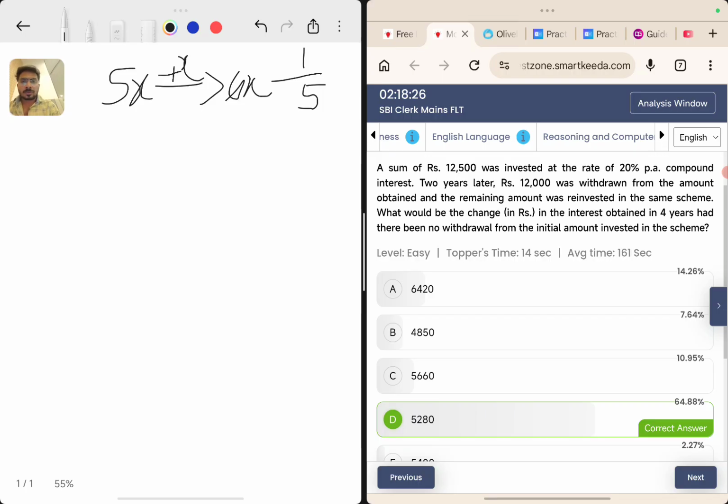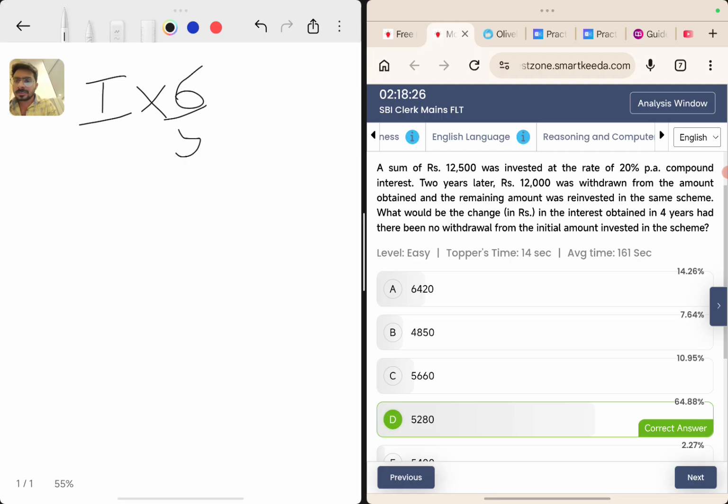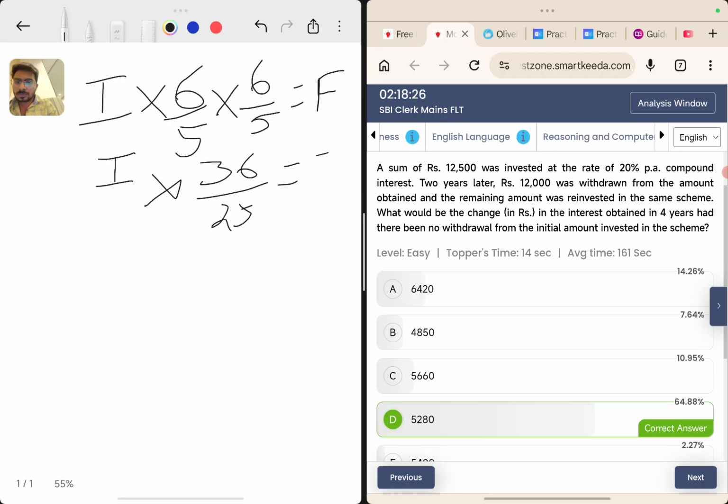Let me take my initial sum as I. So for every year it increases by 20%, which means it becomes 6 by 5 in the first year and also 6 by 5 in the second year. So the final amount, which is interest plus principal, is: if I take the initial and final ratio, initial into 36 by 25 is equal to final.